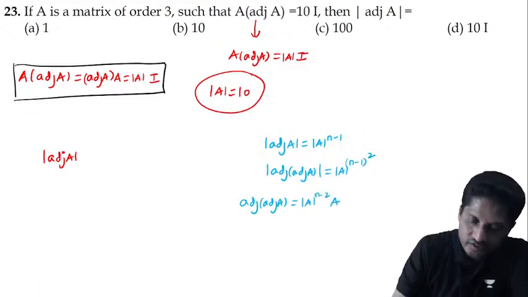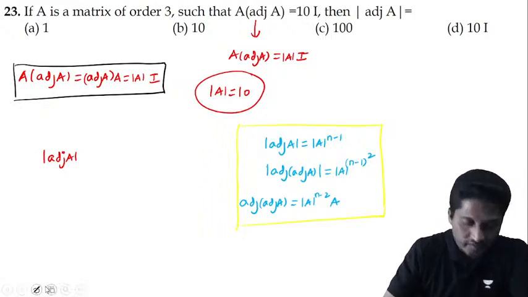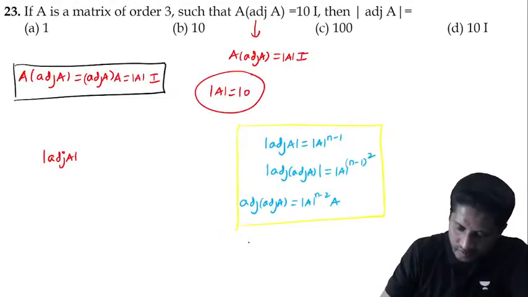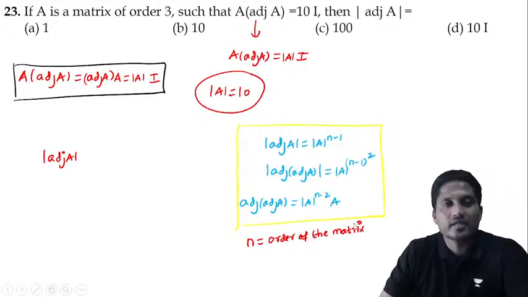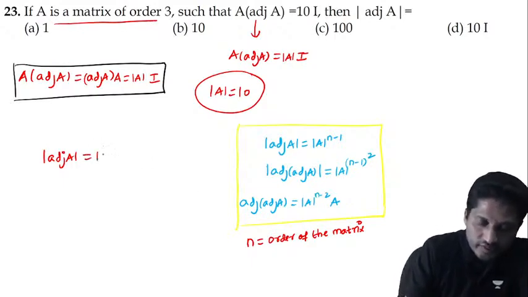Alright, these results are extremely important. In all three cases, n is equal to the order of the matrix. Now it is given in the question that A is a matrix of order 3. So determinant of adjoint A is determinant A power n minus 1, and n stands for order, so n should be equal to 3.